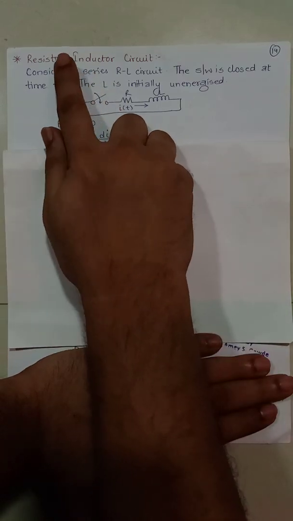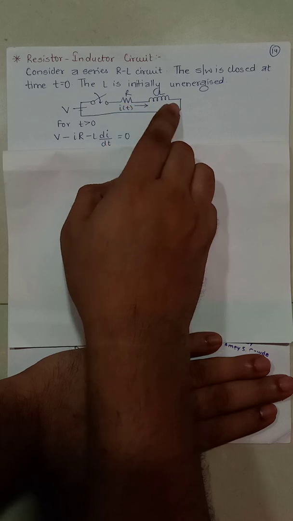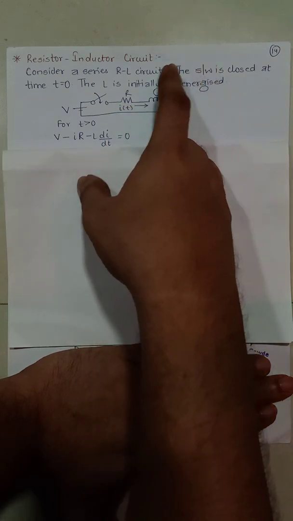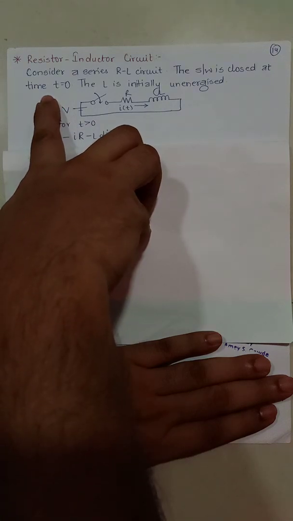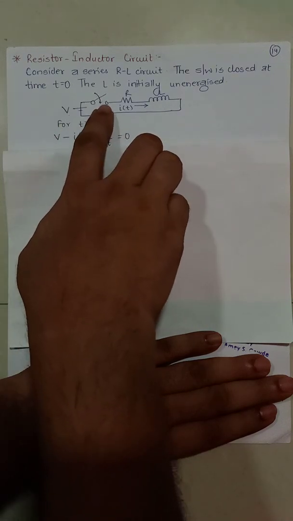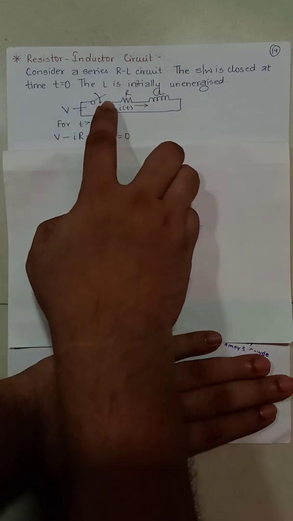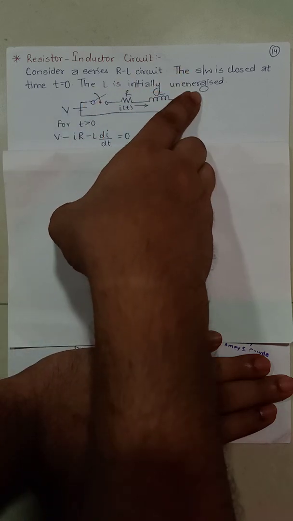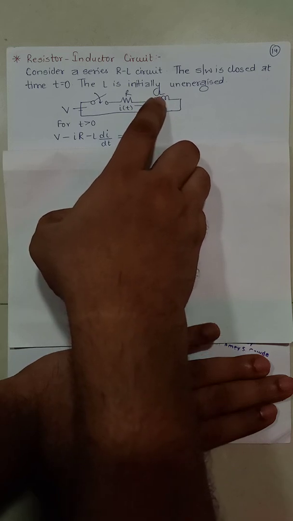Now if you have a resistor inductor circuit, or you can say a series RL circuit, and we need to find i of t for this. The switch is closed at time t equal to 0, and L is initially unenergized. That means there is no current flowing through the inductor.